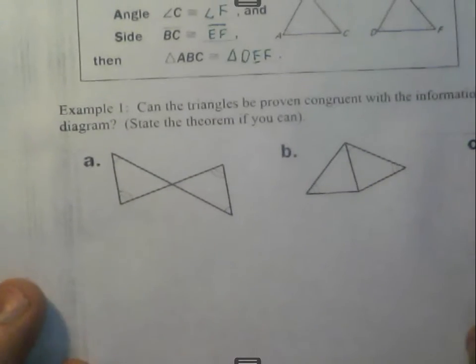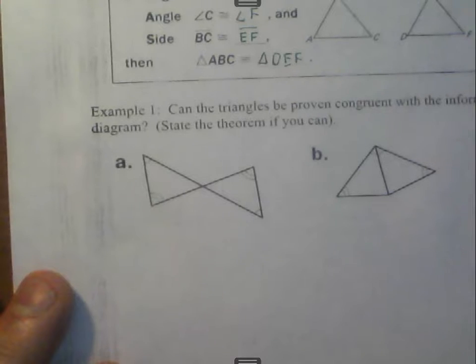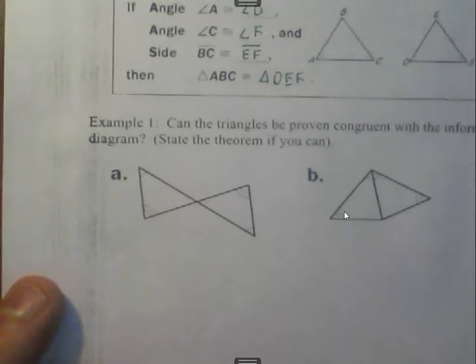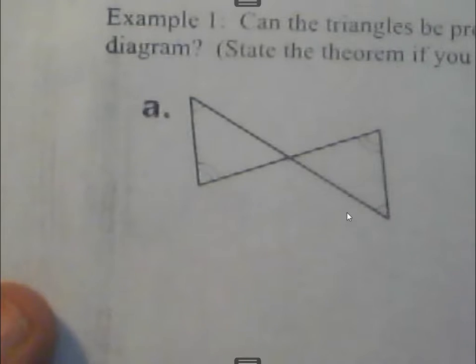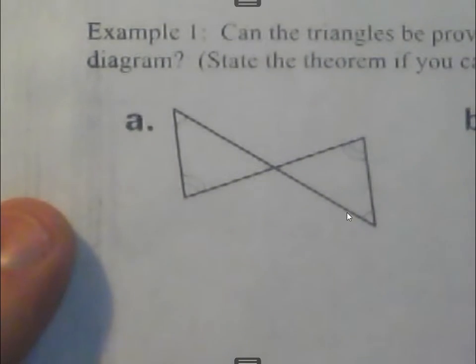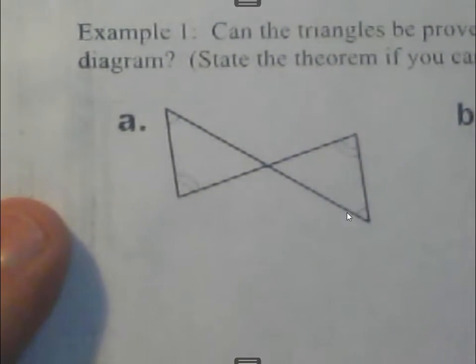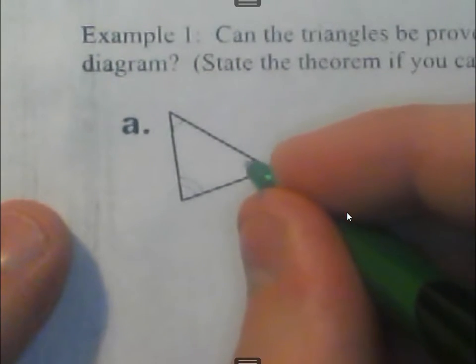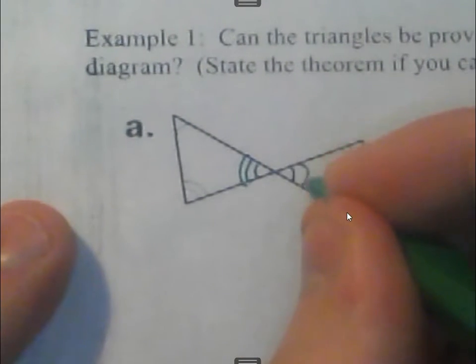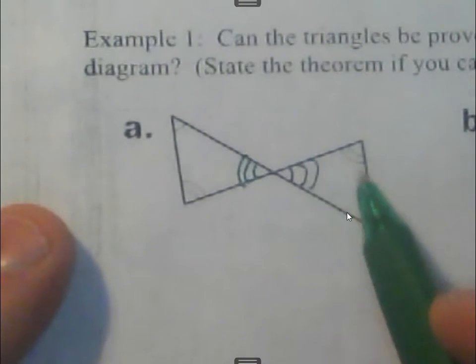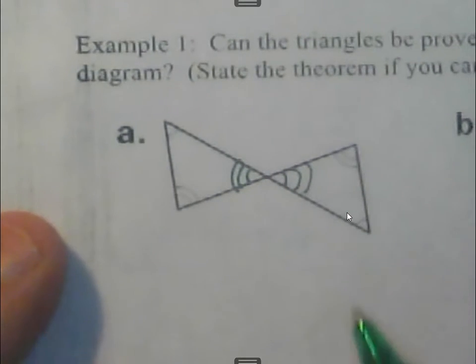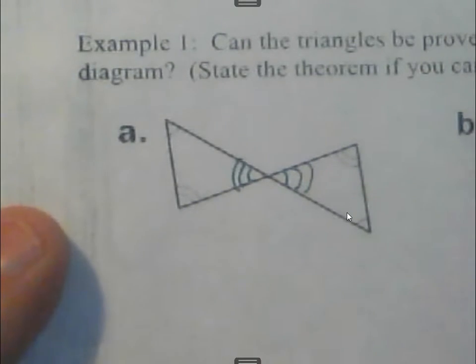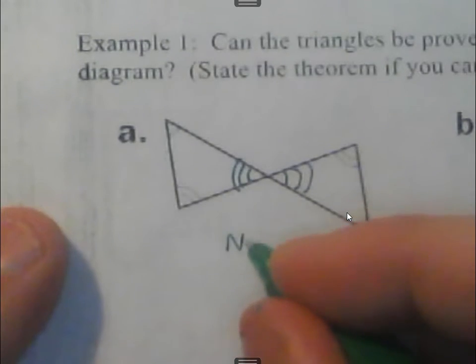Let's look at a few problems. Can the triangles be proven congruent with the information given in the diagram? State the theorem if they can. So, in part A, can these be shown using either angle side angle or angle angle side? Well, just like yesterday, we know that vertical angles are congruent. But even though I have vertical angles, all I have are three angles. Three angles are not enough information to prove that these two triangles are congruent. So no, it cannot be.